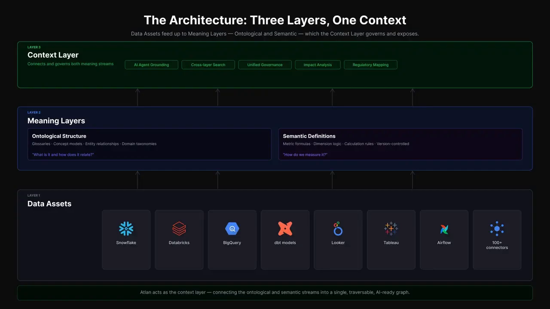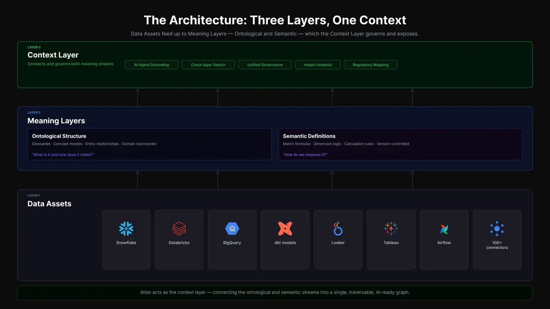Everything we've covered points to a practical question. Where does all this live? The ontological definitions in one system, the semantic layer formulas in another, the actual data assets in a third, and no connection between them. That's the state most organizations are in, and it's why the meaning problem persists despite all these tools. This is where the concept of a context layer becomes relevant. A context layer is not an ontology tool. It is not a semantic layer. It is the platform where both become discoverable, linked to the data assets they describe, and governed through consistent policies.